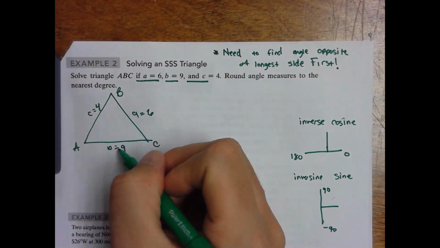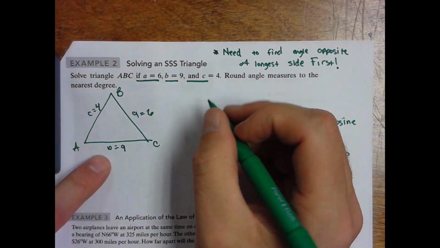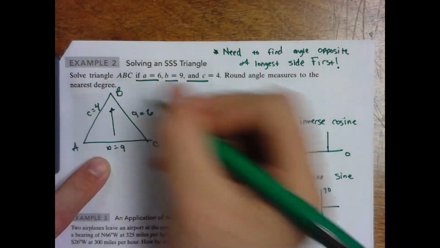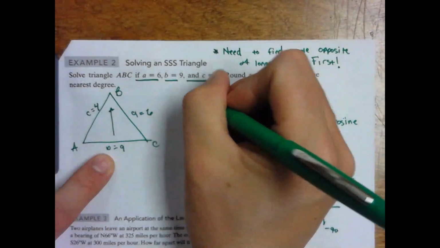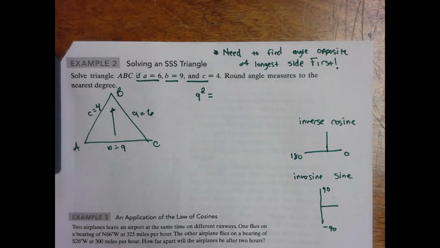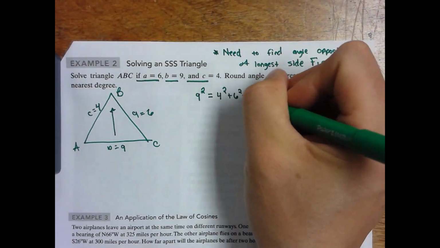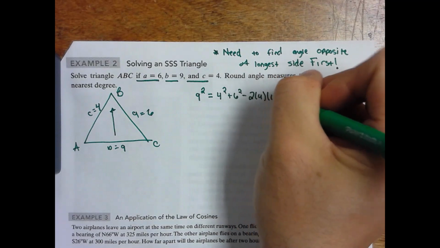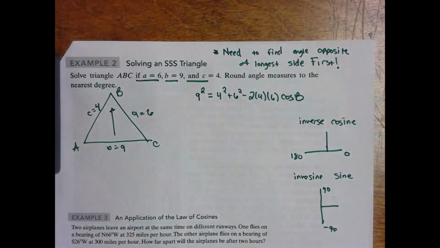So the longest side here is B, 9, so we're going to find angle B to start. Since I'm finding angle B, I'm going to set the whole equation equal to that side length opposite of the angle, so 9 squared. And then it equals, it doesn't matter where the other two go, so 4 squared plus 6 squared minus 2 times 4 times 6, and then cosine of the angle we're looking for, which is angle B.